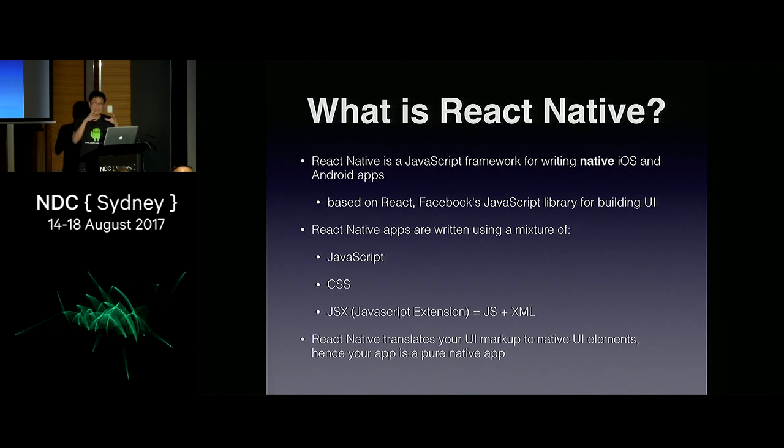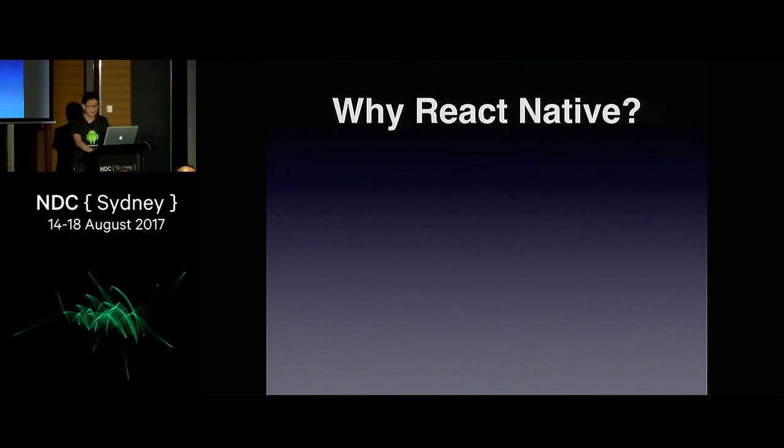Now, using the combination of JavaScript, CSS, and JSX, React Native basically translates your UI markup. Your UI markup is actually these three components. And it translates your UI markup to native UI elements so that your app runs as a native app. Sounds too good to be true. But don't worry about that.